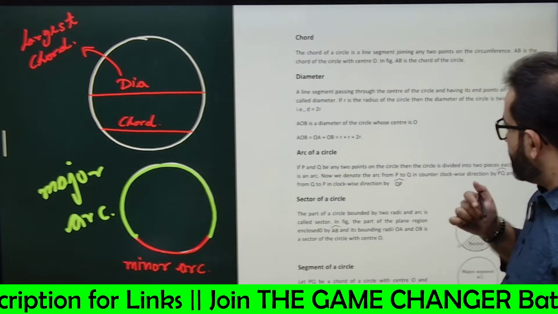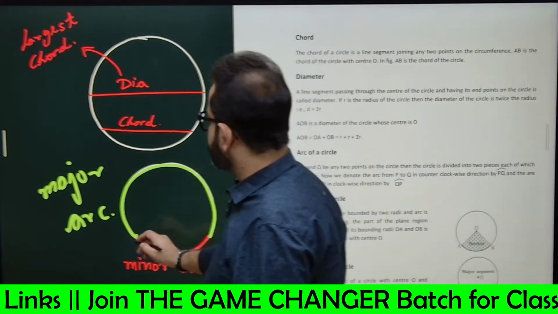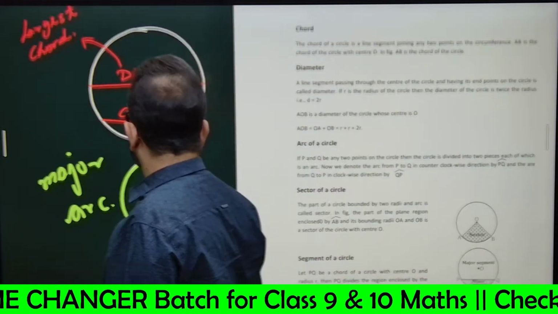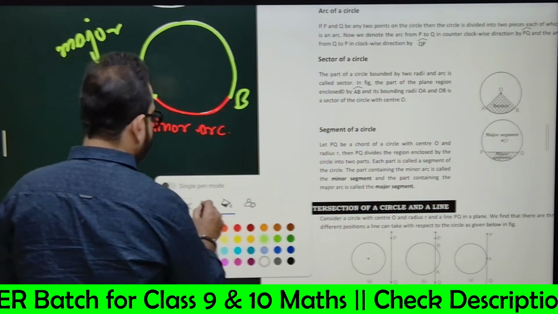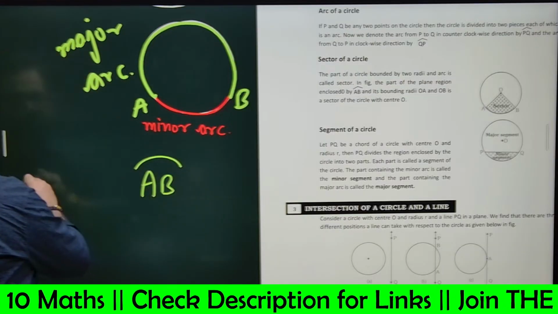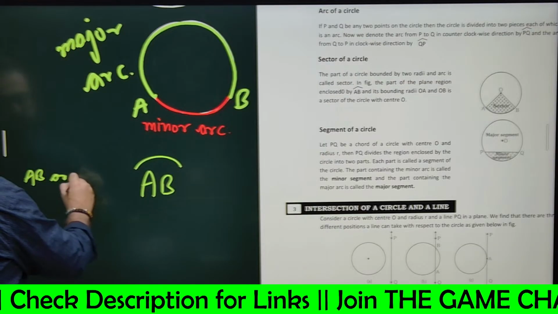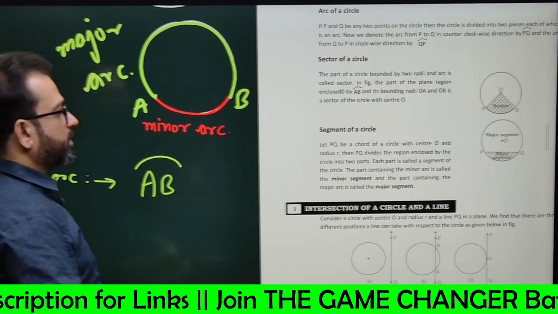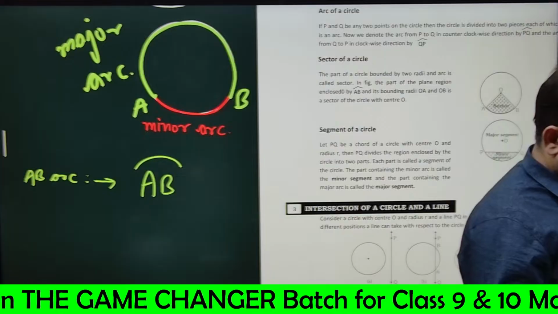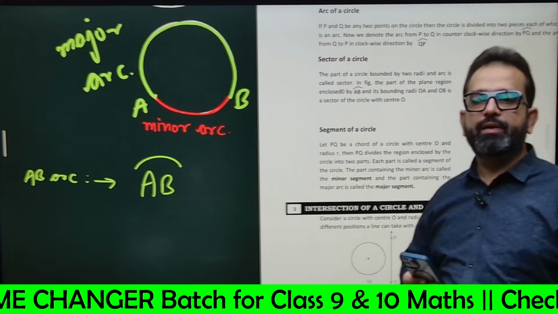Now see, if this is point A and this is point B, you'll write AB arc. This is called AB arc or arc AB. Sorted?